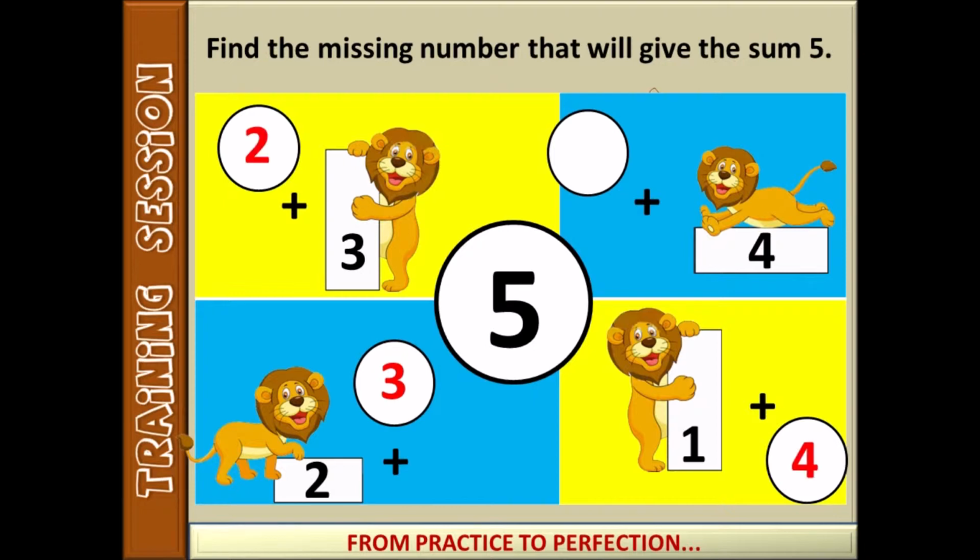They are the friends of each other. 3 is a good friend of 2 and 2 is a good friend of 3. 4 is a good friend of 1 and 1 is a good friend of 4. 3 is a good friend of 2, 2 is a good friend of 3, 1 is a good friend of 4 and 4 is a good friend of 1.